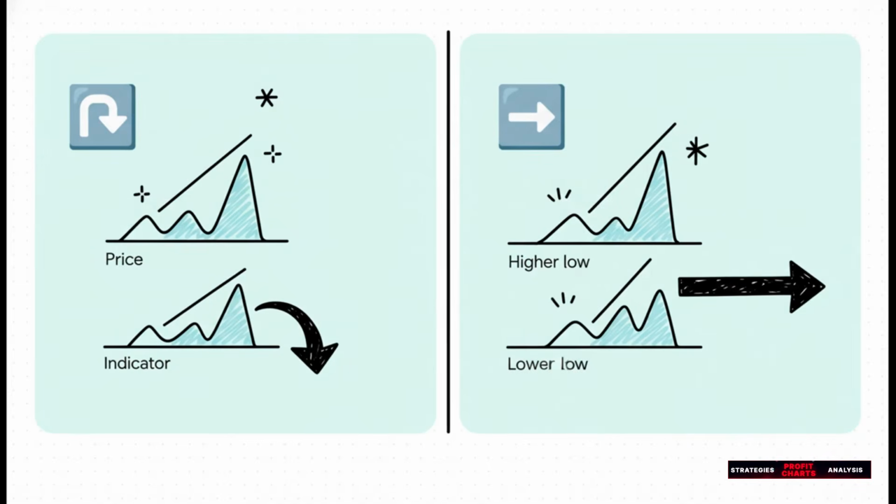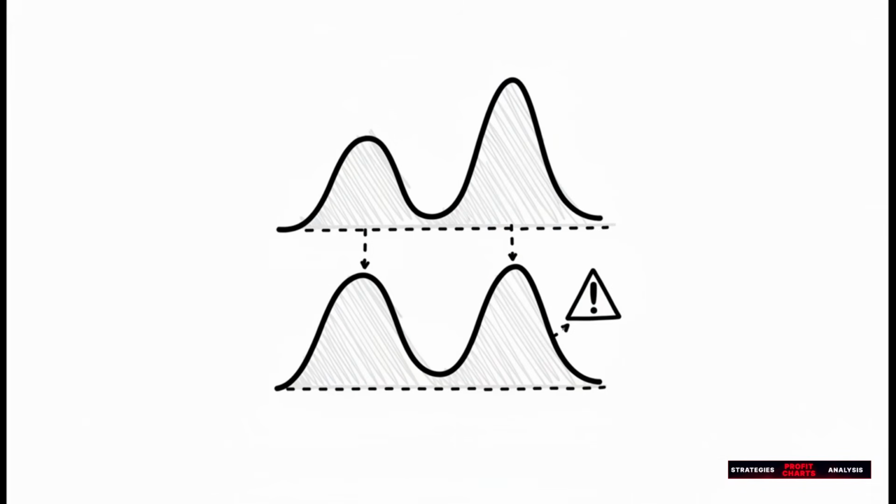Now, there are a couple of types of divergence, but the most common and powerful one to look for is regular divergence. That's what we're going to focus on today, because it's that classic signal that warns of a potential trend reversal. So how do we spot it in the wild?